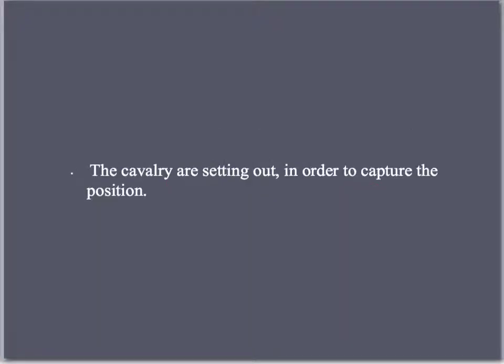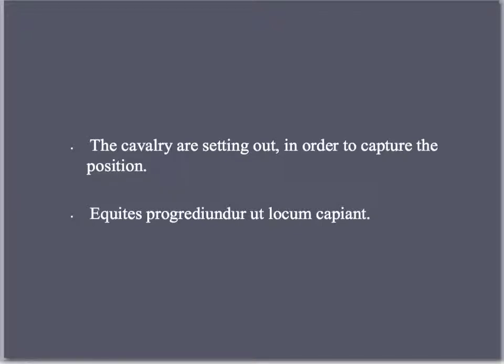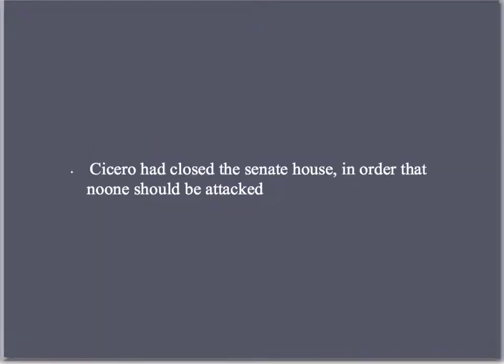This next bit: the cavalry are setting out in order to capture the position. Equites progrediuntur, look at all these mistakes, many apologies for this bit, progrediuntur with a T. The cavalry are setting out, notice this, so we have a present tense, ut, and because it's present, that means it's going to be primary sequence, which means it's going to be the present subjunctive, ut capiant, in order that they may capture, in order to capture the position. Remember that this is a purpose clause, ut plus the subjunctive.